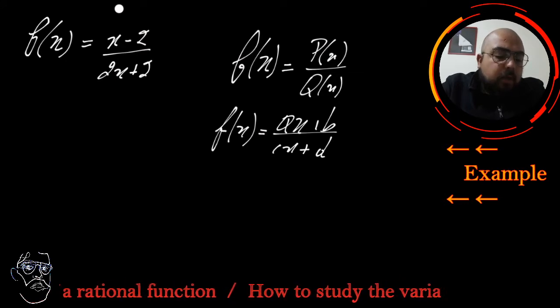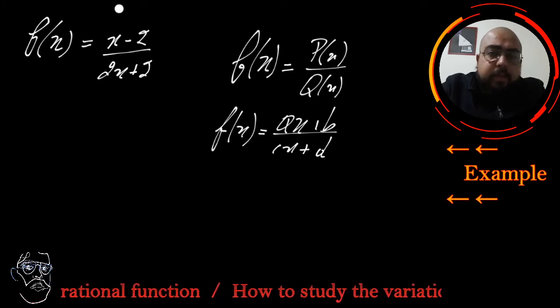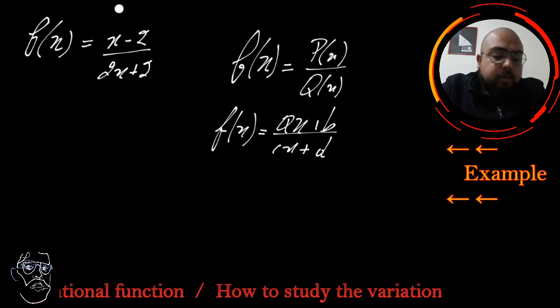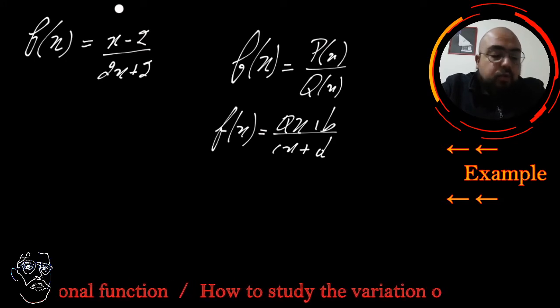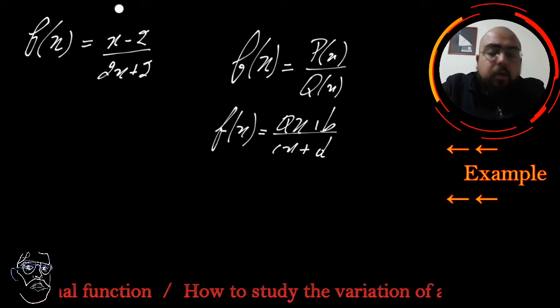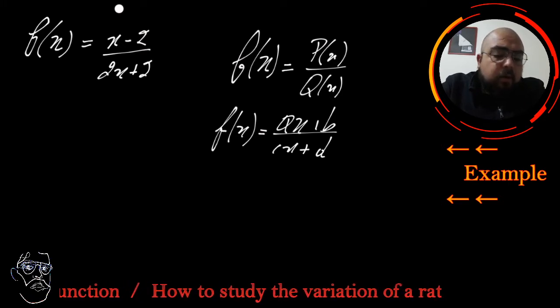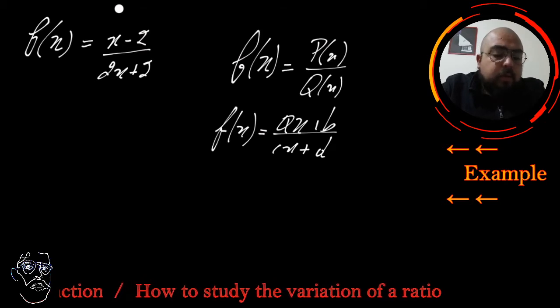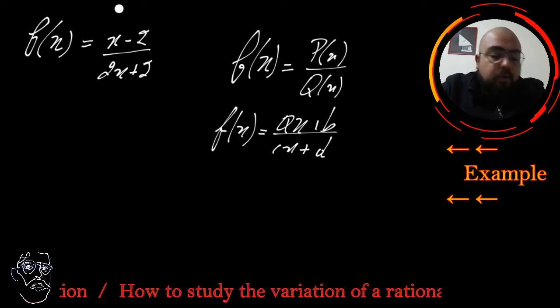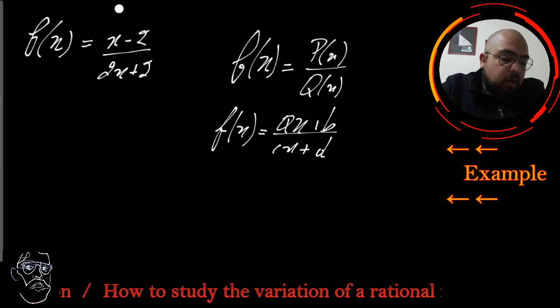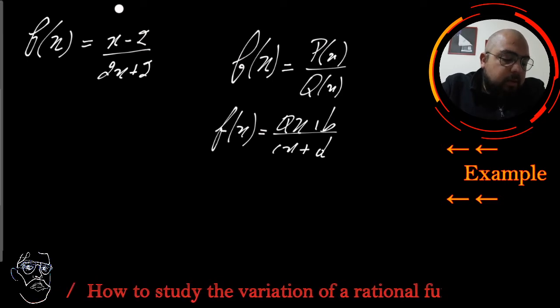So the example that I'm talking about, f of x is equal to x minus 2 over 2x plus 2, is actually a homographic function. But again, it's a rational function. It could be considered as p of x over q of x. So I'm going to study this function.